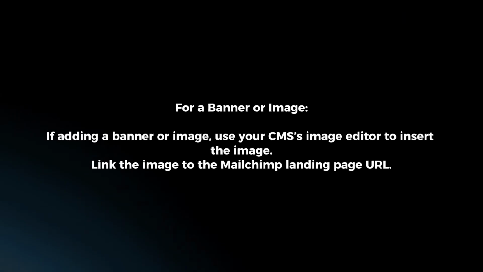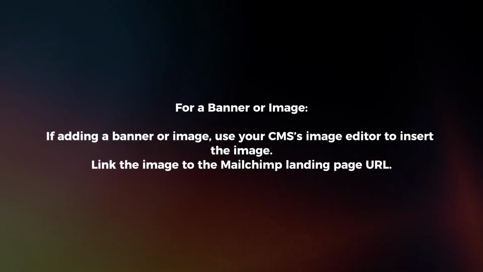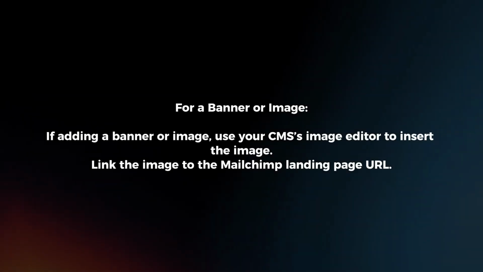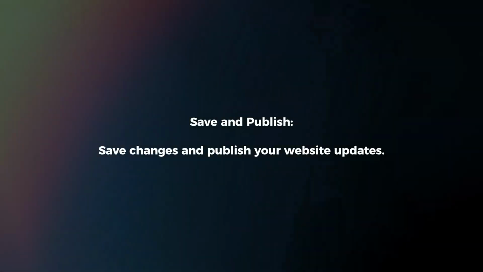For a banner or image, if adding a banner or image, use your CMS's image editor to insert the image. Link the image to the Mailchimp landing page URL. Save and publish. Save changes and publish your website updates.